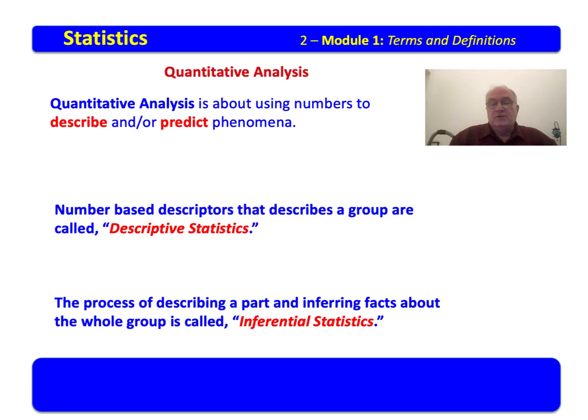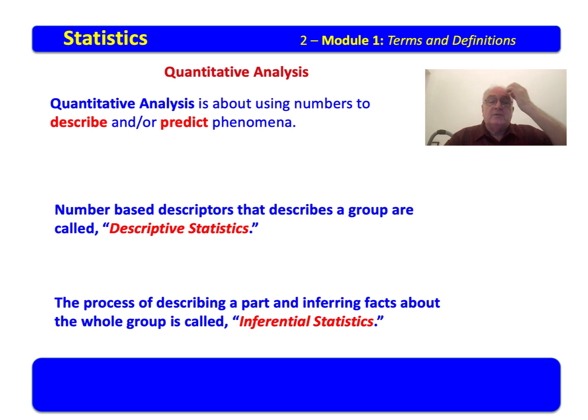Now, if you remember, that's not exactly what we found in the population. So when you have the population of everything and you take a sample, there is room for error. You may make a mistake, but the sample should be a good indicator of the population. It's not a perfect indicator. Quantitative analysis is about using numbers to describe and or predict phenomena.